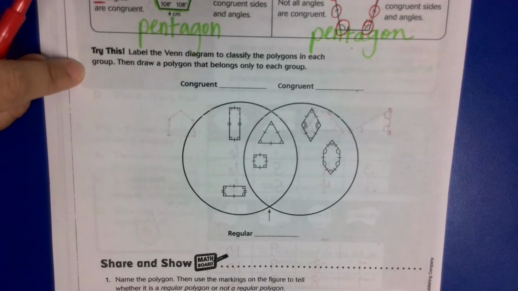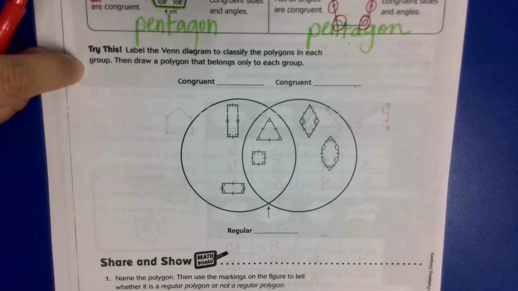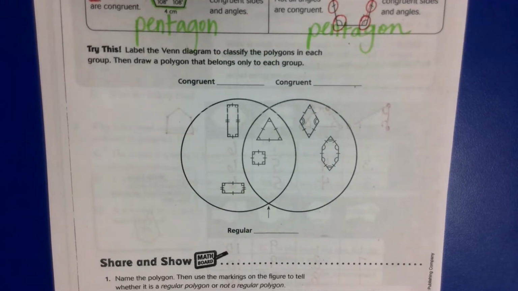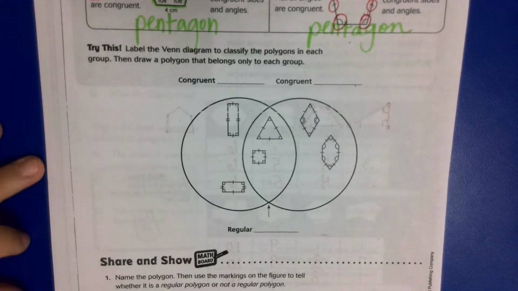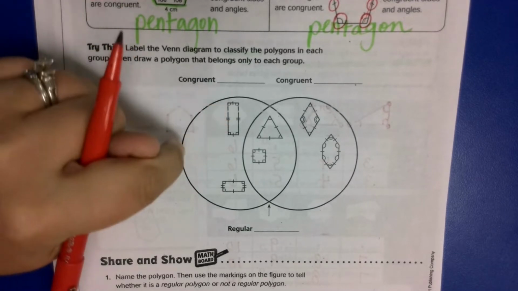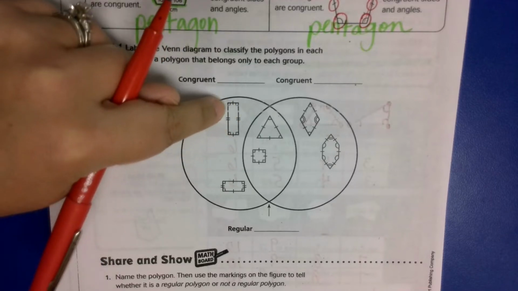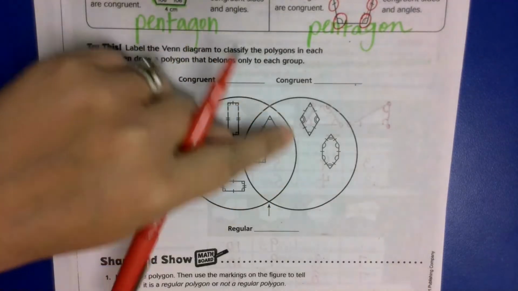So down here this says label the Venn diagram to classify the polygons in each group, then draw a polygon that belongs only to each group. Okay? So we want to think about how we could name what's in this circle.